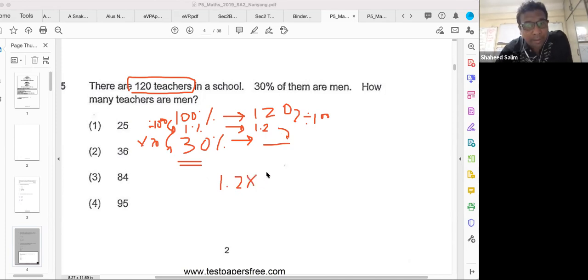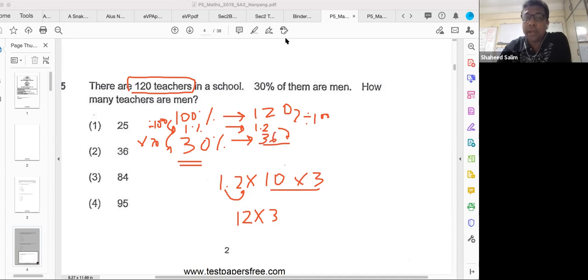Now 30 you can break into what? You can break it into 10 and 3. 10 times 3 is 30. So I times by 10, I shift the decimal place by 1 space, I get 12. 1.2 times 10, I get 12. Then times 3, I get 36.